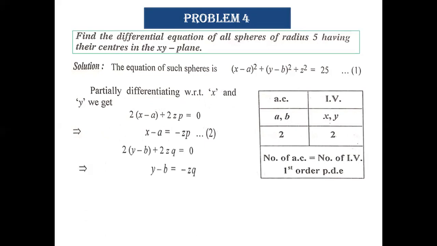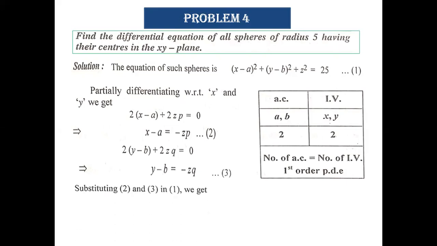In a similar way, equation 1 is again partially differentiated with respect to y. So 2 times (y minus b) plus 2z ∂z/∂y equal to 0. Then we can easily write 2 into (y minus b) plus 2zq equal to 0. Then y minus b equals minus zq.